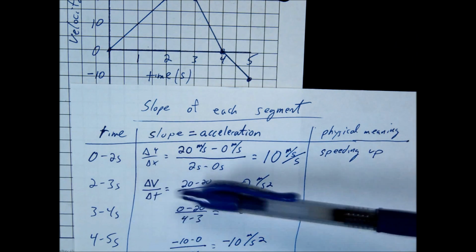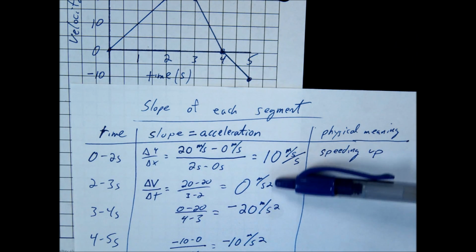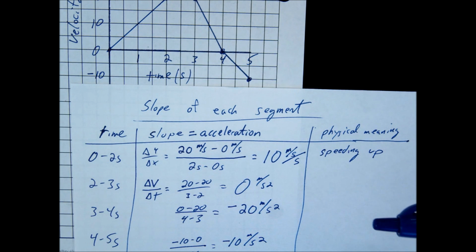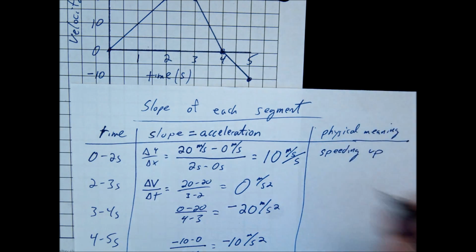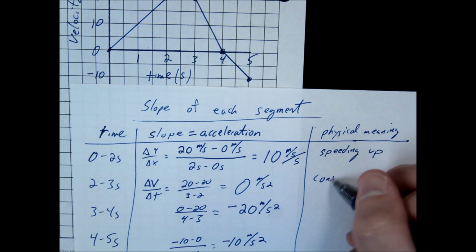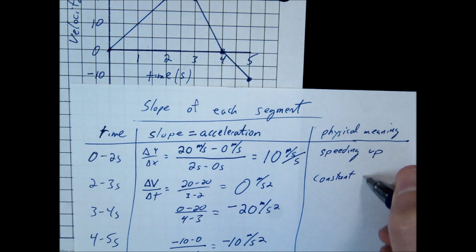Alright, so 2 to 3 you should have gotten 0. What's going on, what's the physical meaning of 2 to 3? What's happening? Okay, constant velocity, yeah, you're moving at a constant velocity. And you do want to be careful. A lot of people will say stopped. Mainly because the last graph we did, that's what happened, we stopped. But are we stopped? How fast are we moving?